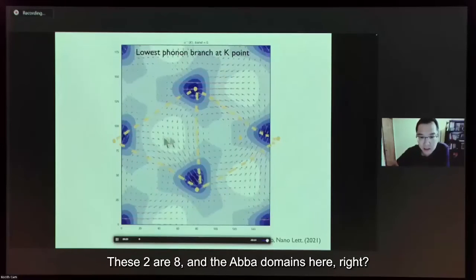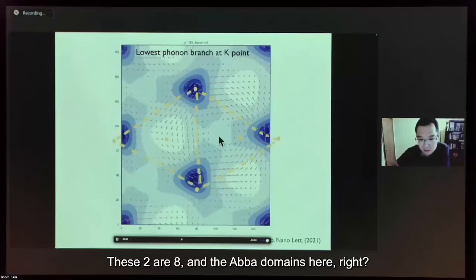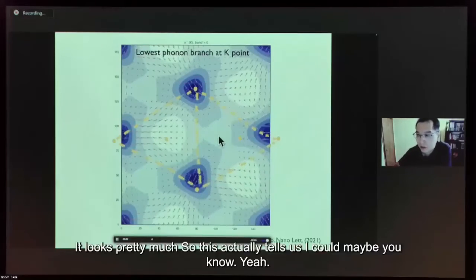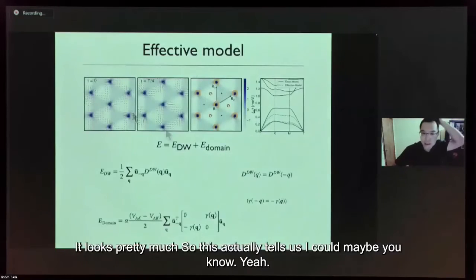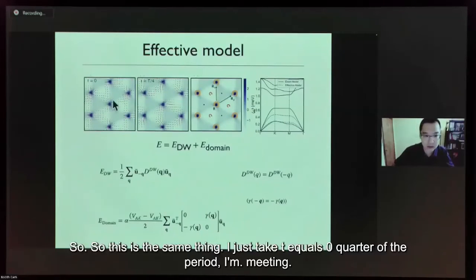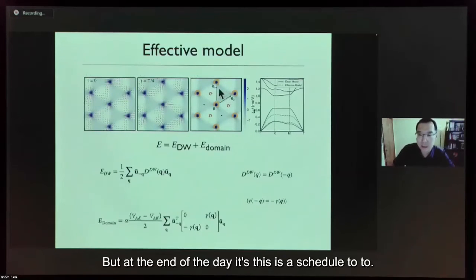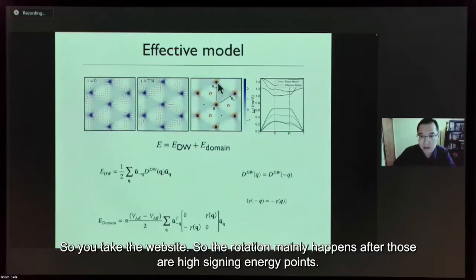These two are the AB and the BA domains. You don't see much amplitude. So this is the same figure. I just take t equals 0 and t equals a quarter of the period to show you where exactly those amplitudes are. But at the end of the day, this is a schematic to repeat what I said: the rotation mainly happens at those high energy stacking points.